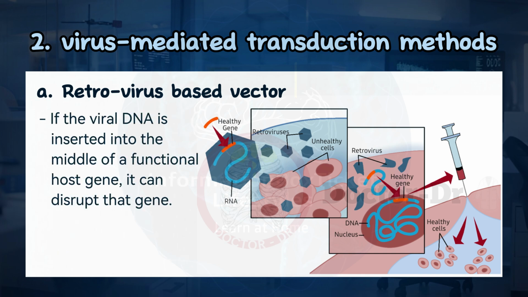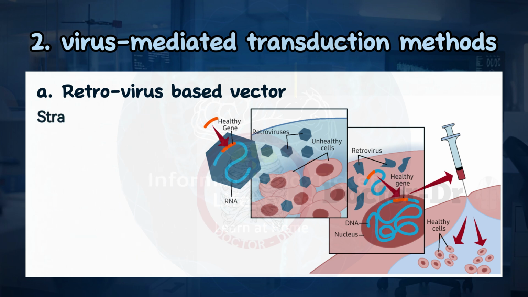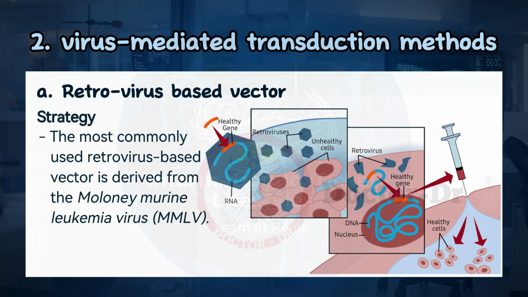If the viral DNA is inserted into the middle of a functional host gene, it can disrupt that gene. This disruption can have serious consequences, such as interfering with genes that regulate cell division, potentially leading to uncontrolled cell division and cancer. Strategy for retrovirus-based vector-mediated gene delivery. The most commonly used retrovirus-based vector is derived from the murine leukemia virus, MLV.